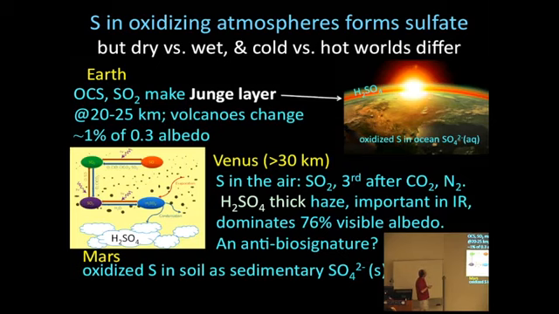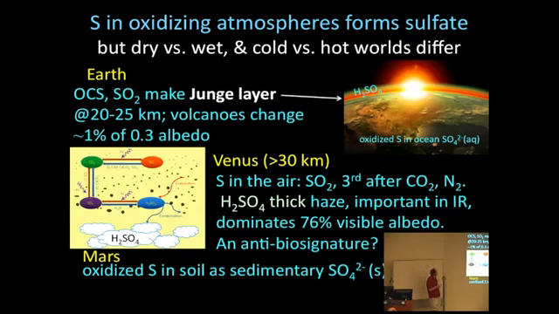But this is called the Junge layer, and it's at 20 to 25 kilometers, and basically it's particles of H2SO4, and it contributes about 1% of the Earth's albedo, so it can modulate the Earth's albedo if there's a big volcanic eruption, such as Pinatubo, for example, which cooled the Earth.